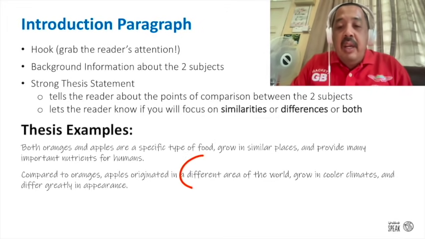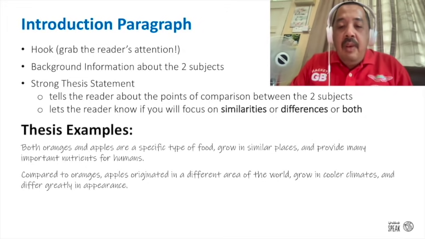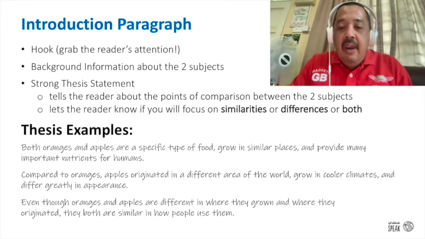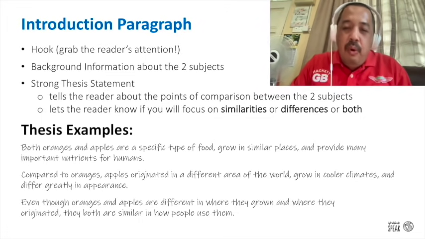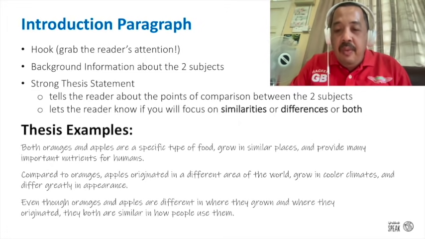So I've used the words different areas of the world and differ greatly to remind them of that. So our thesis is very focused. We have mentioned the 3 points of comparison and we have used the correct language to show the differences. Now, lastly, let's take a look at what a thesis statement would look like if we were going to do both similarities and differences. Even though oranges and apples are different in where they are grown and where they originated, they both are similar in how people use them.